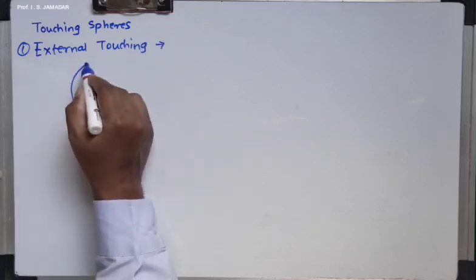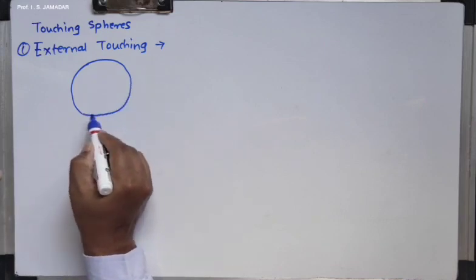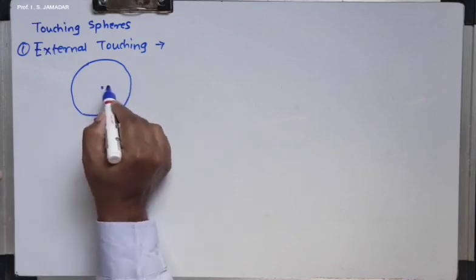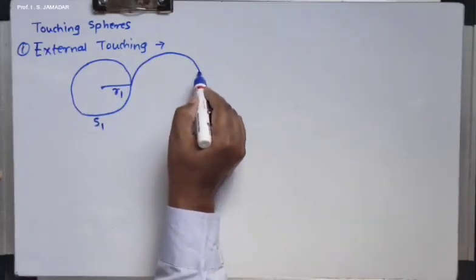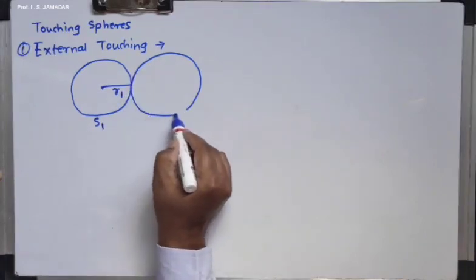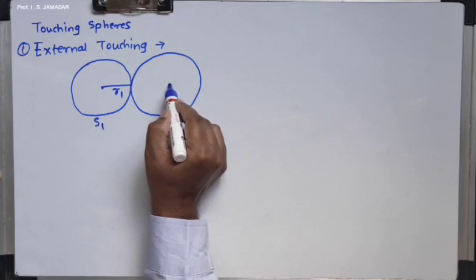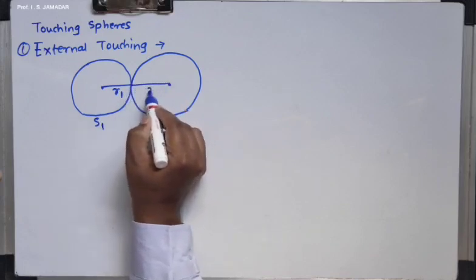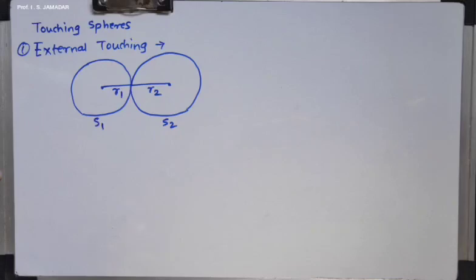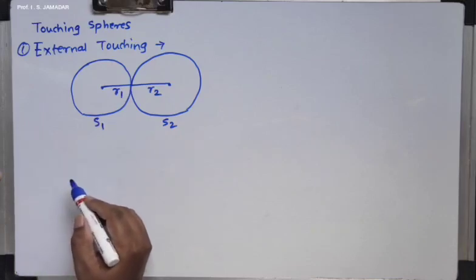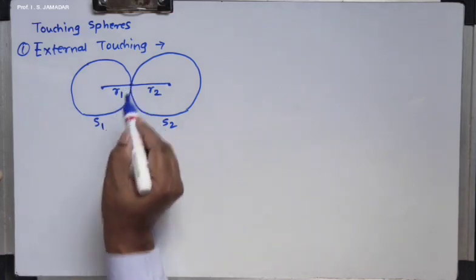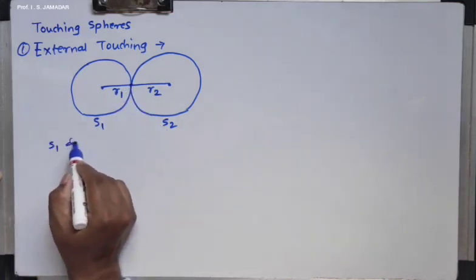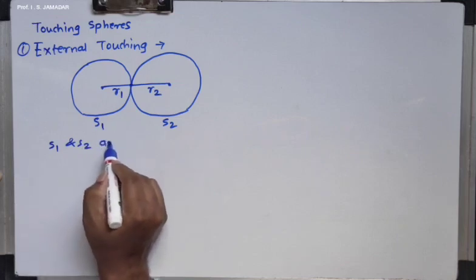Suppose I have the sphere S1 whose radius is R1 and another sphere S2 whose radius is R2. So what is the meaning of touching? That the two spheres do not intersect. There is only one point common between the two spheres.